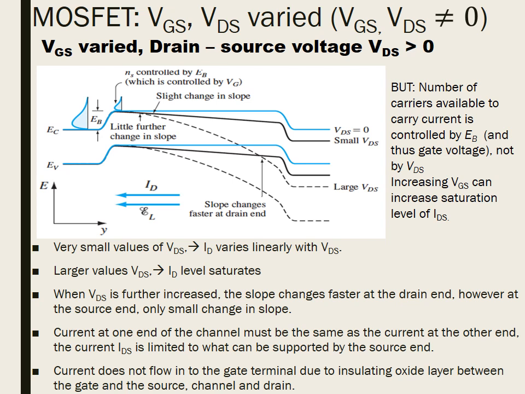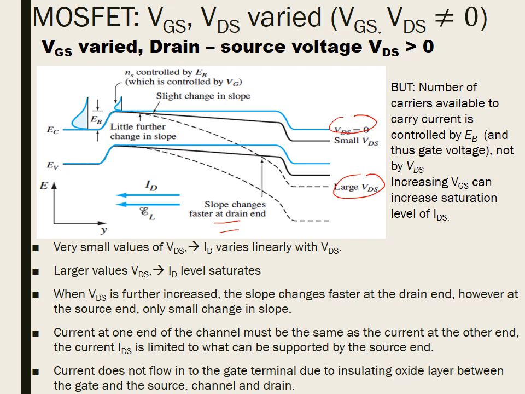At very small values of VDS, IDS varies linearly with VDS. At larger values, the current levels off and saturates. When VDS is further increased, the slope changes faster at the drain end. However, at the source end, only a small change in slope. Since current at one end of the channel must be the same as the current at the other end of the channel, the current IDS is limited to what can be supported by the source end.